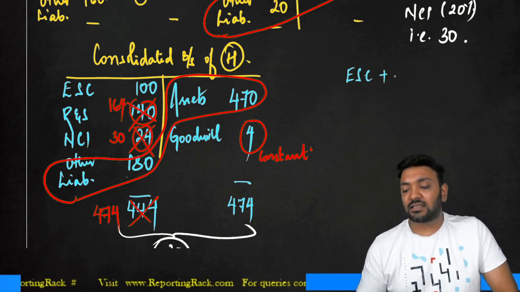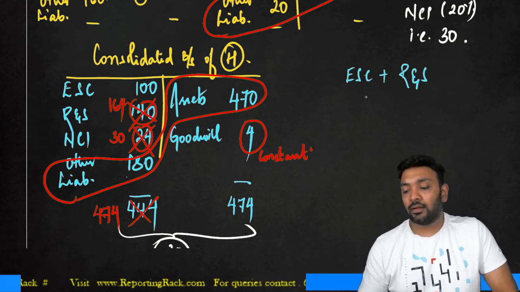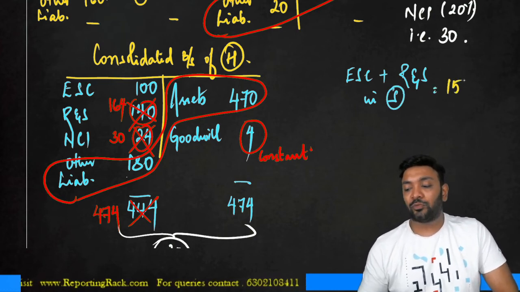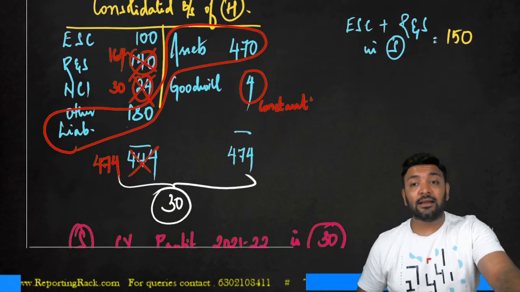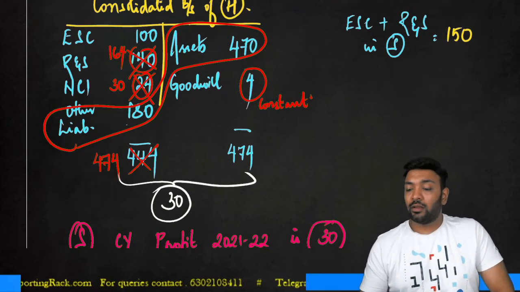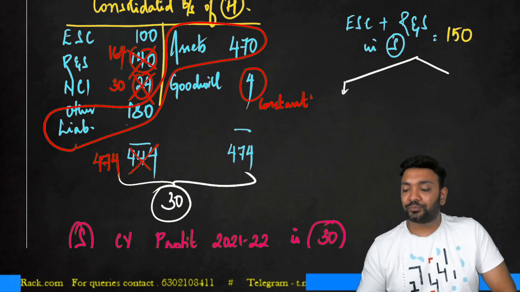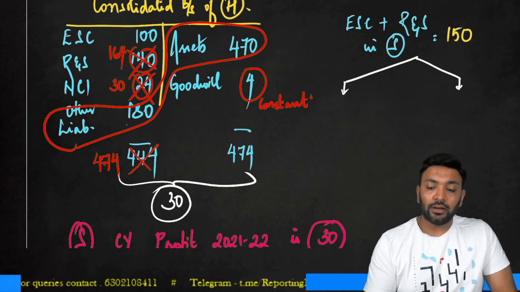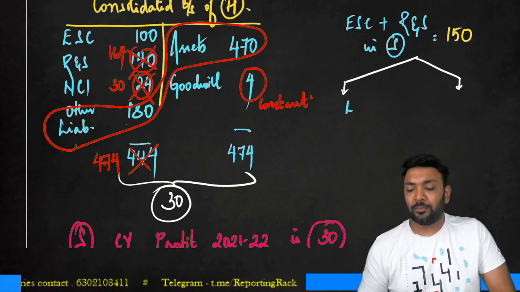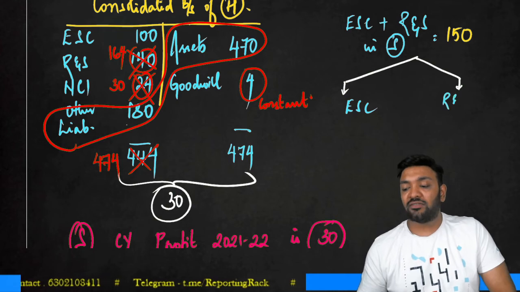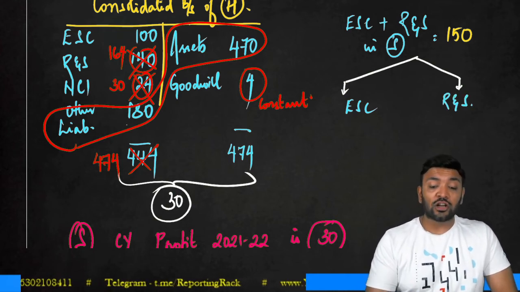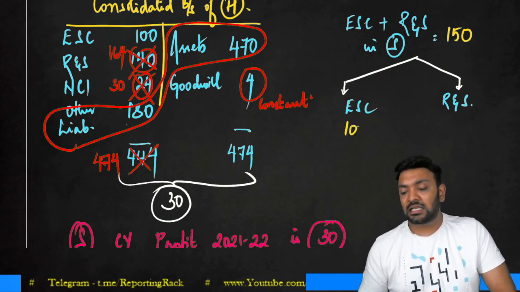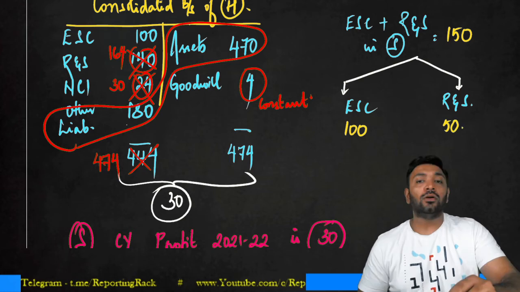Equity share capital plus reserve and surplus in the subsidiary S is equal to 150. What do I do with this 150? Let's see. I'll first break it down into two parts: to the extent it belongs to equity share capital, the amount is 100, and to the extent it belongs to reserve, the amount is 50.